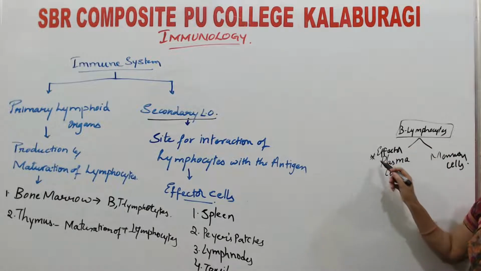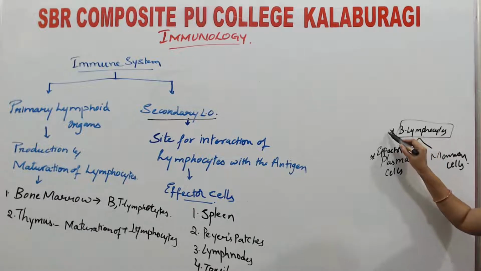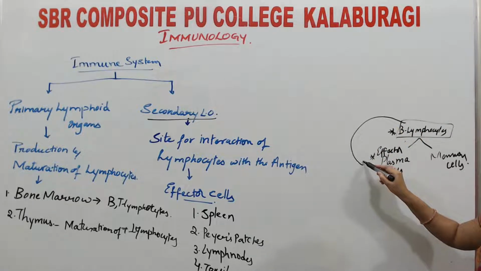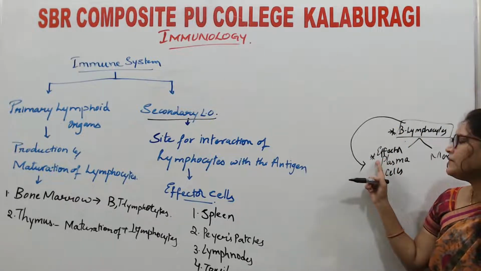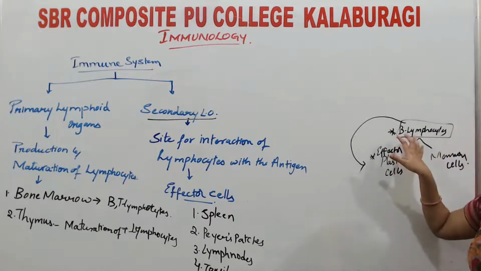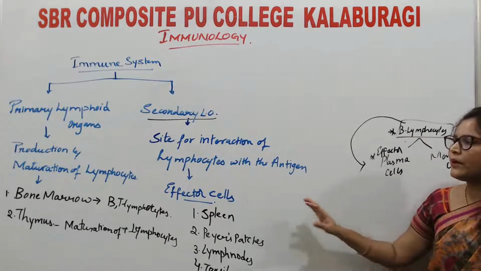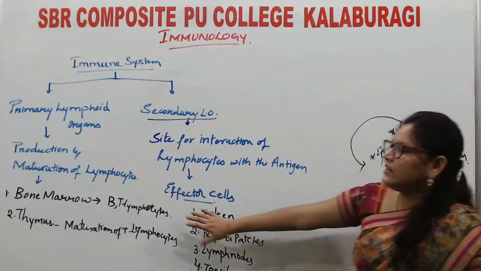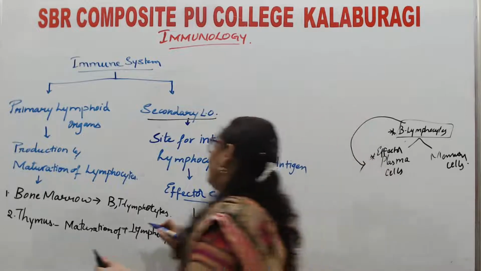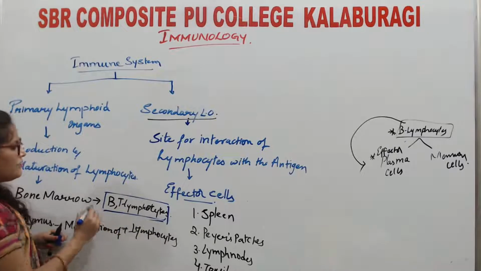But how do they become effector plasma cells? When they are produced in the primary lymphoid organ, they will migrate from the primary lymphoid organ to the secondary lymphoid organ to become effector plasma cells. Hope you are following. Once again, the production and maturation of B lymphocytes has taken place in the primary lymphoid organ. In here, the B lymphocytes and T lymphocytes, after maturation, are transformed into antigen sensitive lymphocytes.